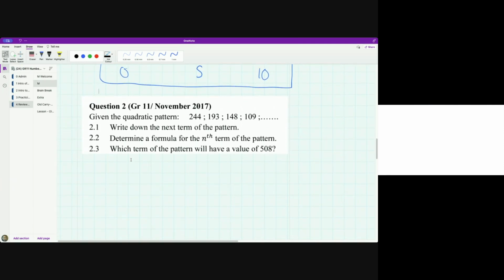So I want you guys to first of all work out what is the next term in this quadratic number pattern. So let's take a moment and then you put your answer in the chat.